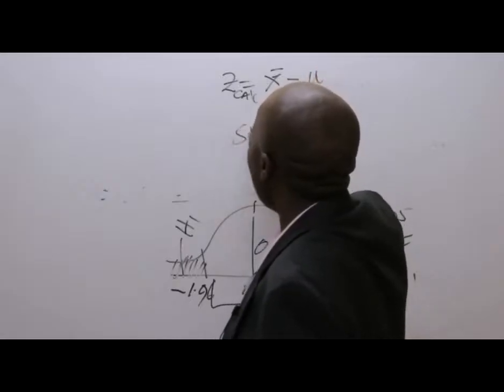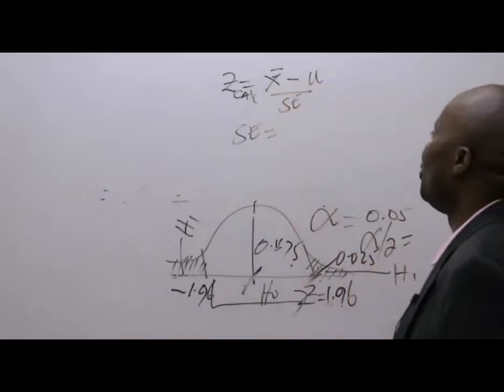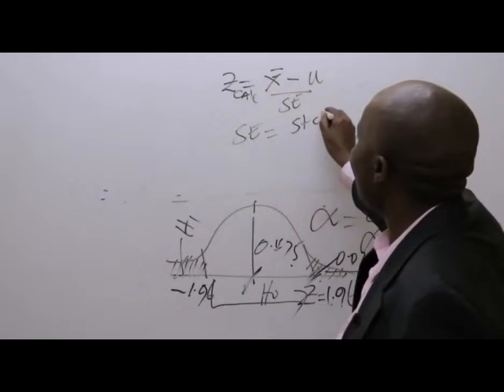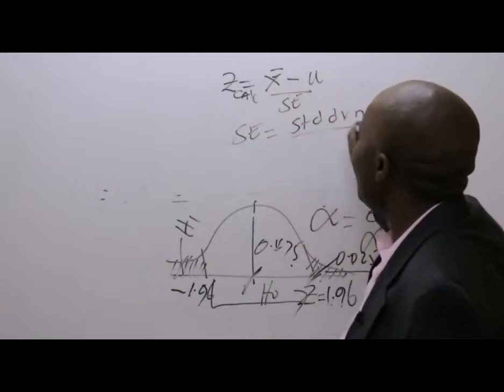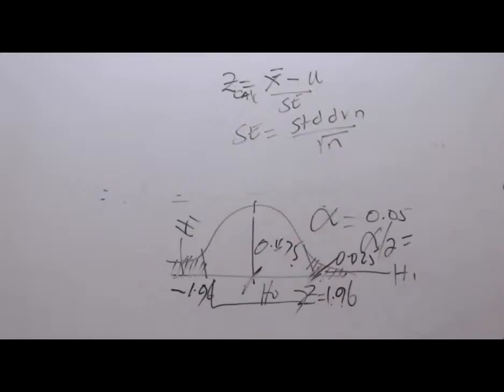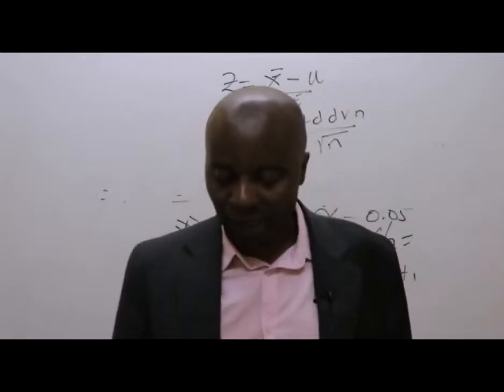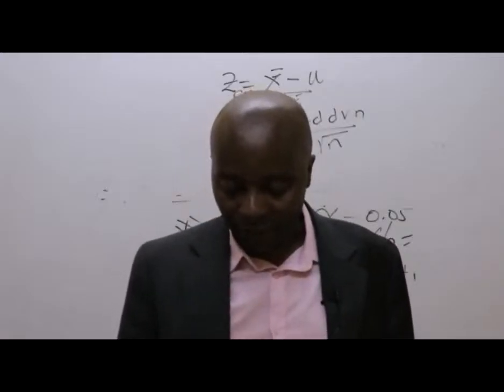And don't forget that to get the standard error for a single mean, normally what we do is to take the standard deviation given, divide this by the square root of n. Kindly calculate that for me and then give me an answer. Tell me what we have there.